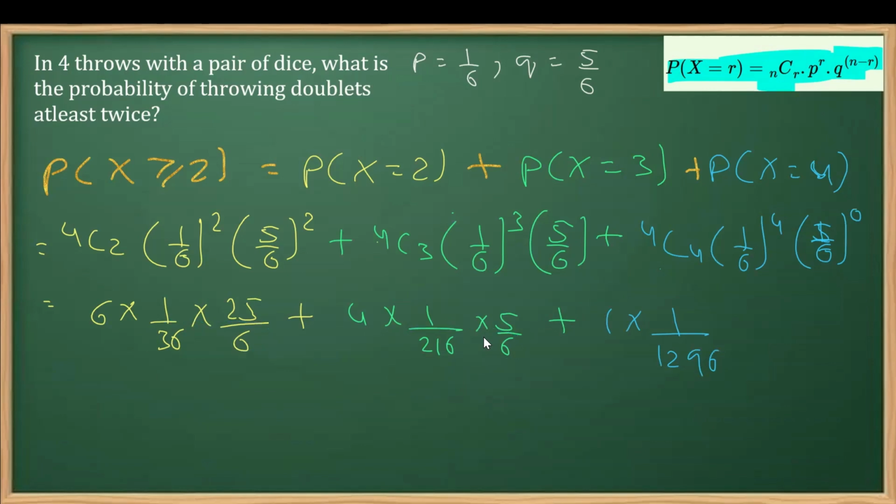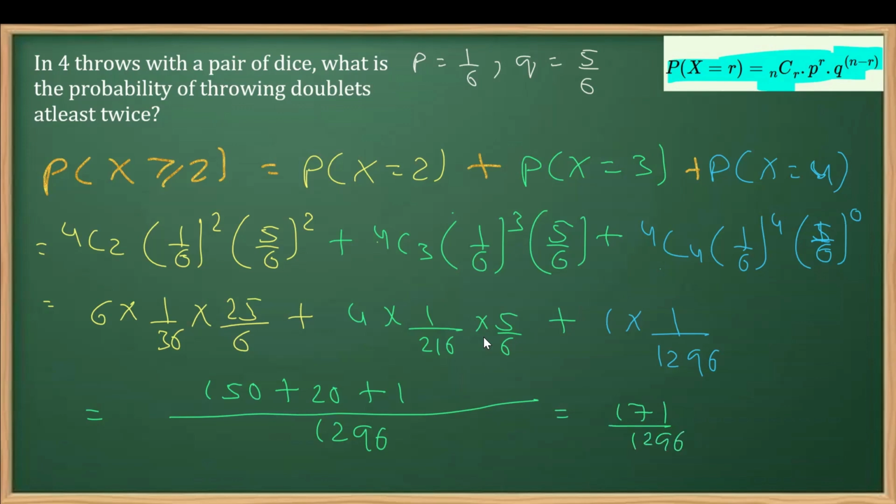So I can take the LCM straight away. I'm going to take the LCM as 1296. This is how much? 25 into 6 should give you how much? 150. It should be 150 plus 4 into 5 is 20, and then 1. So that comes out to be 171 over 1296.